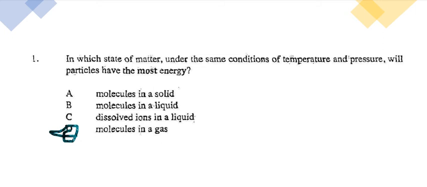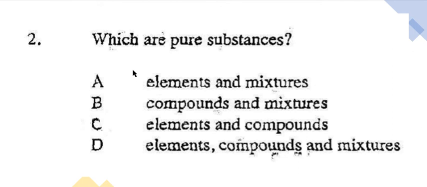Now let's see the second question. Which are pure substances? You know that a pure substance means anything that is pure, having only one thing. So let's see our options. Option A is elements and mixture. We have to know what is element and mixture. Option B is compounds and mixture. Option C is elements and compounds. Option D, elements, compounds and mixture. So first we have to know what is an element, what is a compound, and what is a mixture.